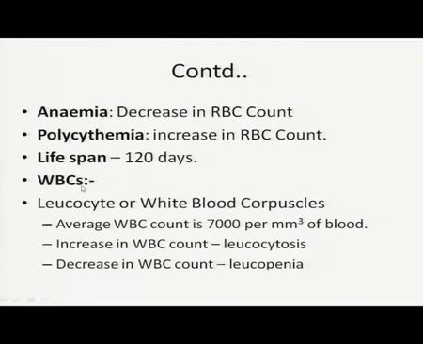Now, coming to WBC cells, they are known as leukocytes or white blood corpuscles. The average WBC count is 7,000 per cubic millimeter of blood. An increase in the WBC count is called leukocytosis, and if the WBC count decreases, then we call it leukopenia.